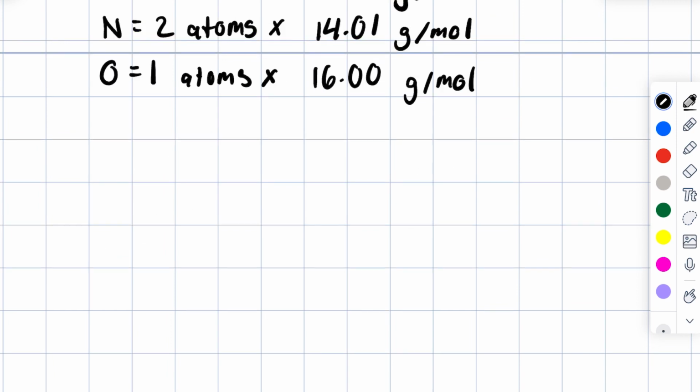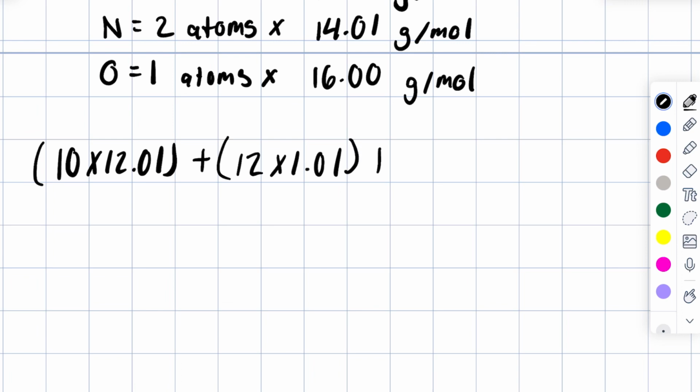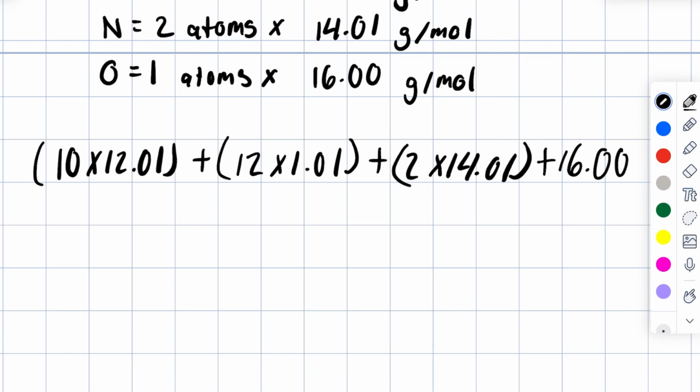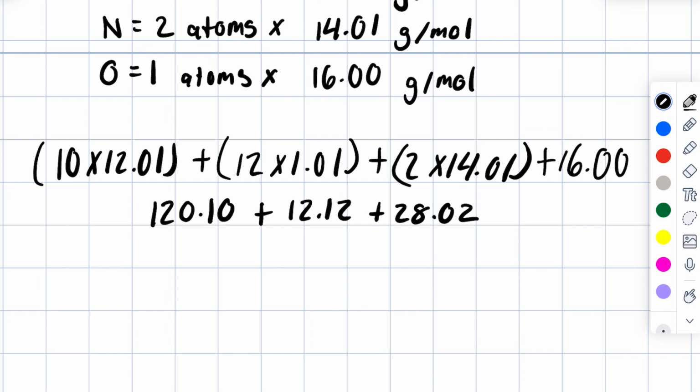Now we're going to plug them in all together. So we're going to write down 10 times 12.01 parentheses plus 12 times 1.01 parentheses plus 2 times 14.01 parentheses plus 16.00. When we plug those in, we are going to get 120.10 plus 12.12 plus 28.02 plus 16.00. Once we calculate all those together, we are going to get 176.24 gram moles.